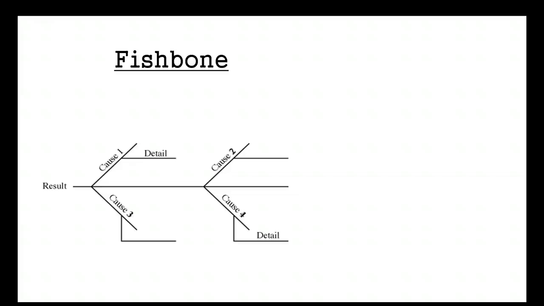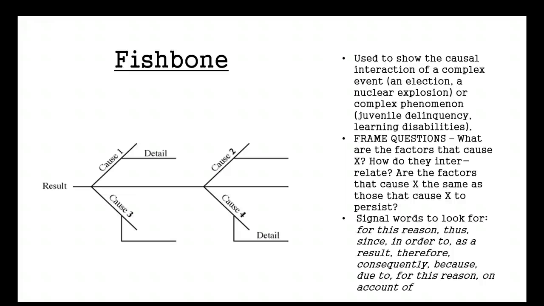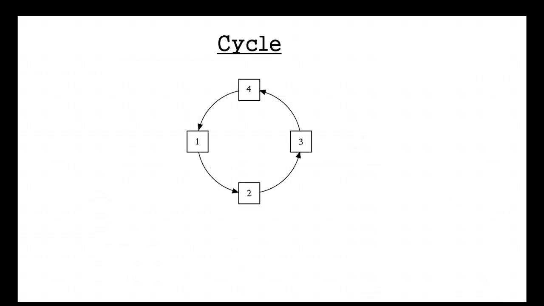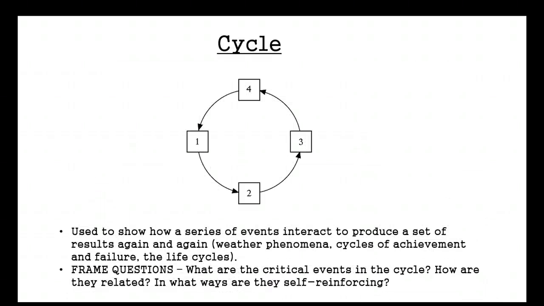Here's another one, the fishbone. This one gets used a lot too. Why did something happen? Something happened. Why did it happen? Here are some more signal words you can look for in a text to see if it's a fishbone type text. And the last one is a cycle, like that mitosis cycle we looked at earlier.